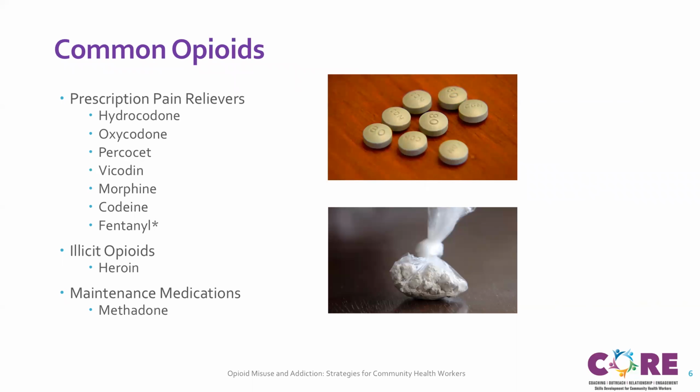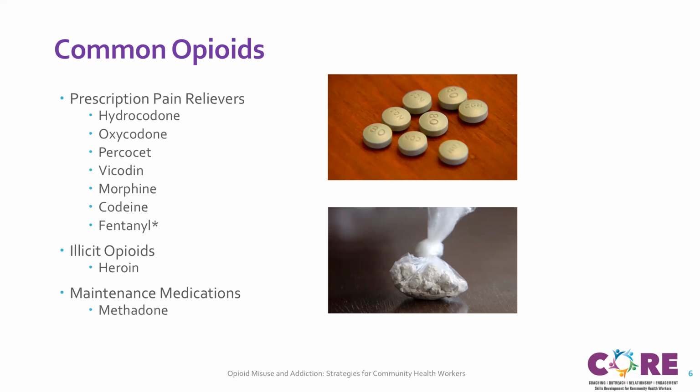It can be a little bit tricky to predict how much a shot of heroin is going to be for somebody. So again, it's the variable potency that makes it a little bit more dangerous and a little bit more addictive to a number of people. And then finally, we have maintenance medications like methadone.